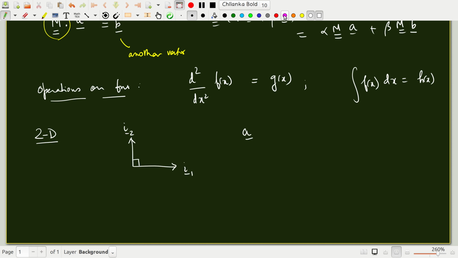and any vector A in this xy plane can be expressed in terms of its components along the two coordinate directions. I will call these A1 and A2. Then from the simple law of vector addition, you know how to find the resultant vector A in terms of its components. I'm sorry, I'm using AX and AY, so let me be consistent here.